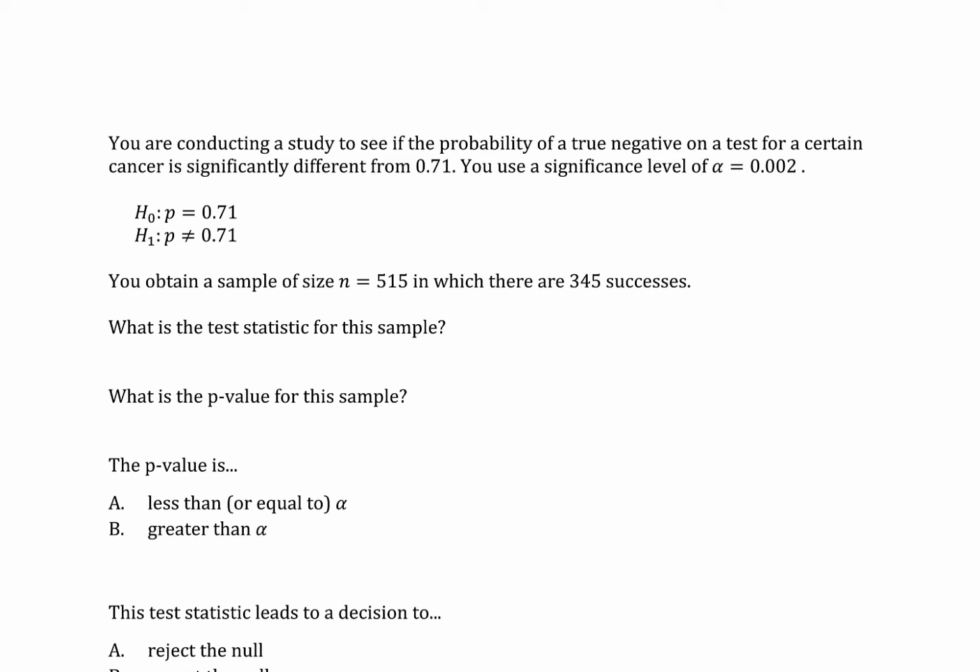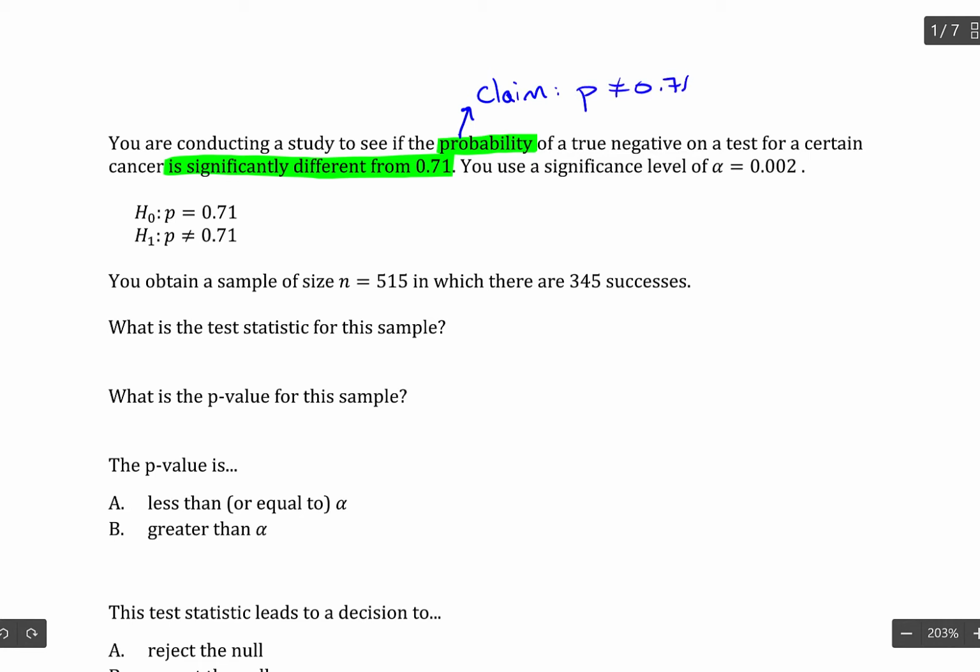Now, in this case, we've already been given what we're going to use for the null and alternative hypotheses. But ultimately, that statement comes from the claim. And the claim that we're testing here is that the probability of a true negative on a test for a certain cancer is significantly different from 0.71. So the probability is significantly different from 0.71. That means the claim is the statement that the probability of this is not equal to 0.71. That's what is meant by different from, so it's not equal to.